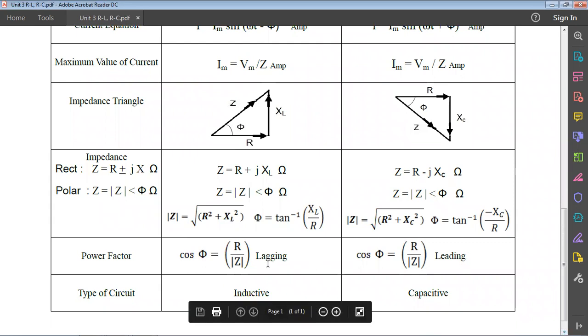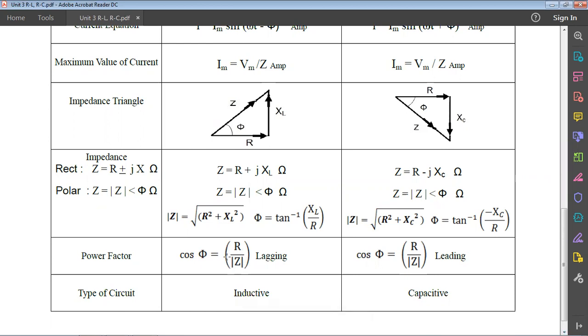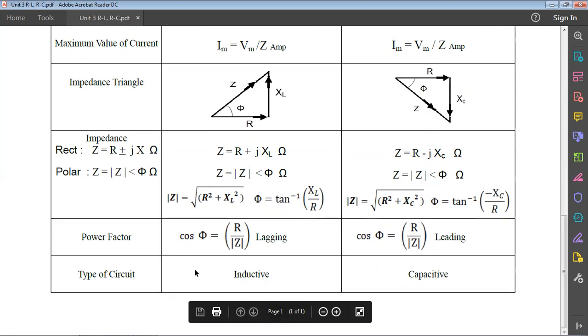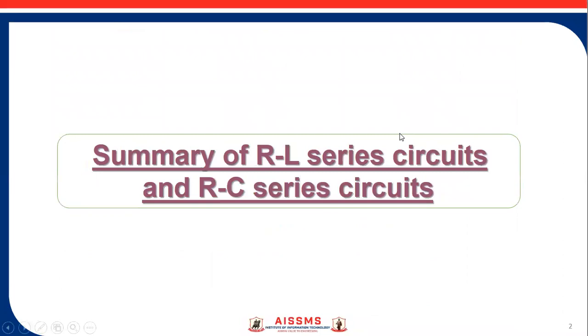The power factor formula is the same, but Z changes as per the circuit. Therefore, power factor equal to cos phi equal to R upon mod Z. In the RL series circuit, it is a lagging power factor, and in the RC series circuit, cos phi equal to R upon mod Z is a leading power factor. The RL series circuit is an inductive type circuit and the RC series circuit is a capacitive type circuit. Thank you.